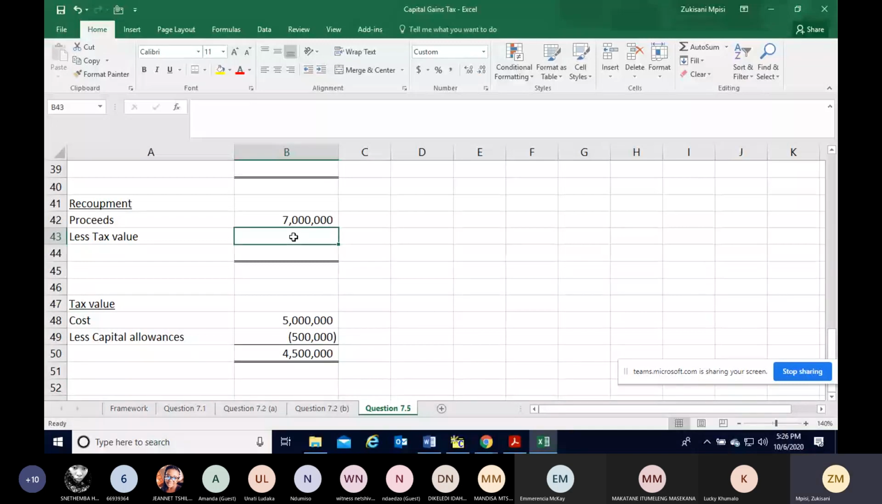Proceeds are therefore going to be less tax value, which gives you recoupment of 2,500,000. So is there a need to adjust for the recoupment of 2,500,000? Anyone?